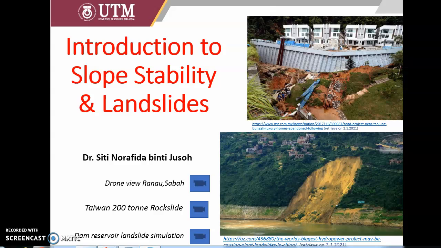So this is chapter 3, introduction to slope stability and landslide, part of geotechnics 1, okay, the last chapter in geotechnics 1. So I am Dr. Siti Norakuda, and here you can see a few figures regarding catastrophic events, the landslide.